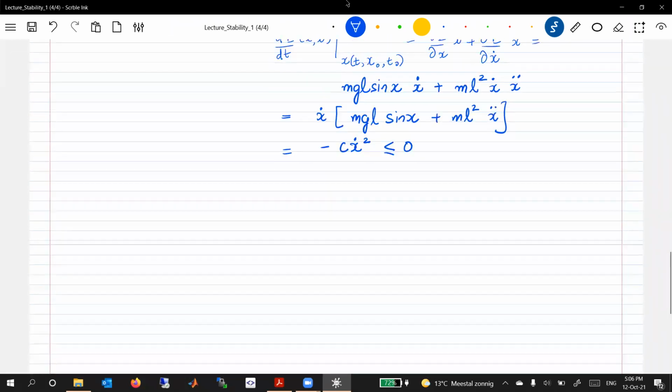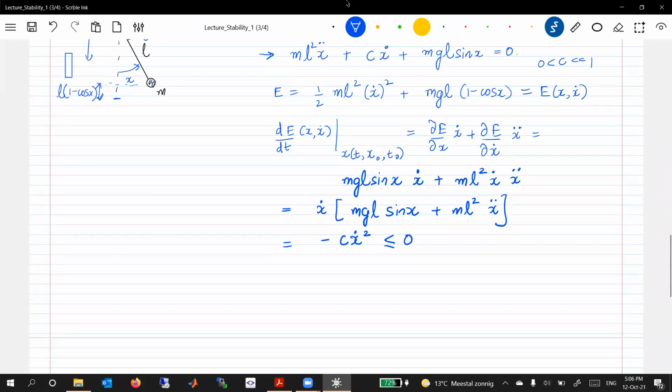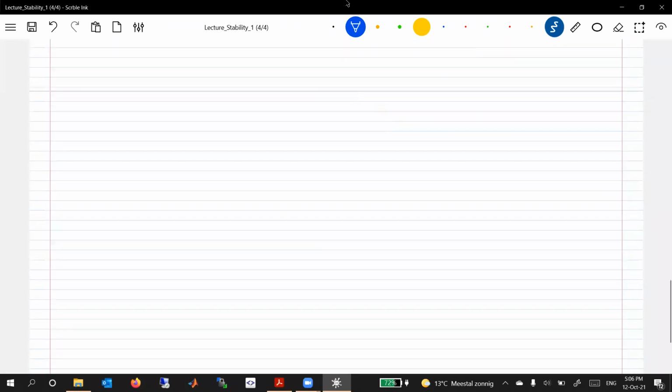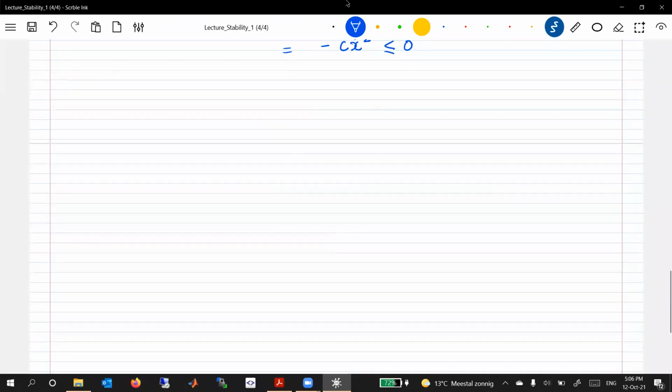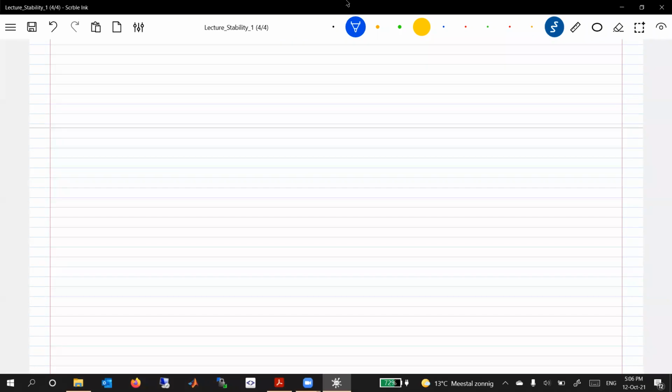And now we would like to infer what is the stability of the fixed point in this system. Why were we computing the energy? Because we know that in case of the original pendulum, the level sets of the energy provide us the trajectories of the dynamical system, right?